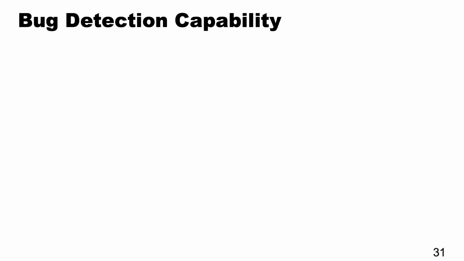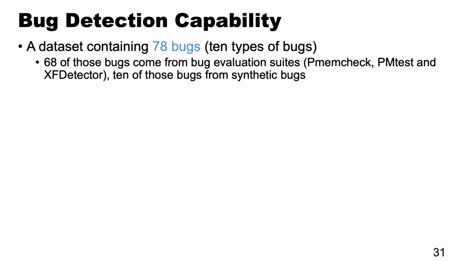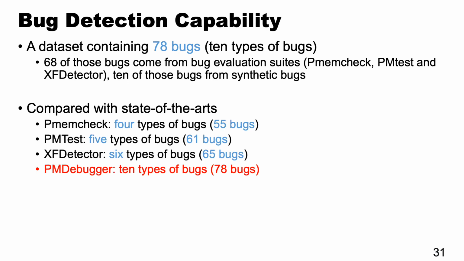Next, we show the bug detection capability. We use a dataset containing 78 bugs. 68 of these bugs come from a bug evaluation suite. Because the bug evaluation suites do not include bugs specific to the relaxed persistent models, we add 10 extra synthetic bugs. PM Debugger has the best bug detection capability.